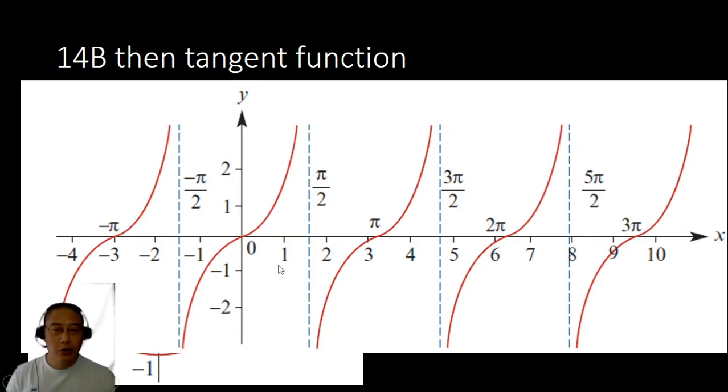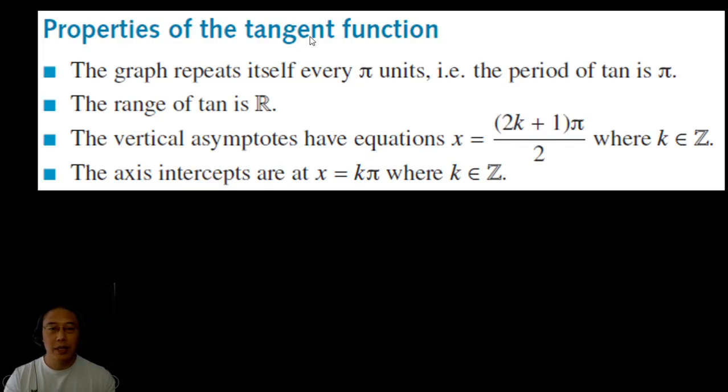What else do you need to know? The axis intercept, the x-intercept, so it's 0, pi, 2 pi. So that is defined as k pi, and k is the integer parameter. So here is the summary of what I just mentioned. So you can pause that and have a read through. I already commented on that on the previous slide.